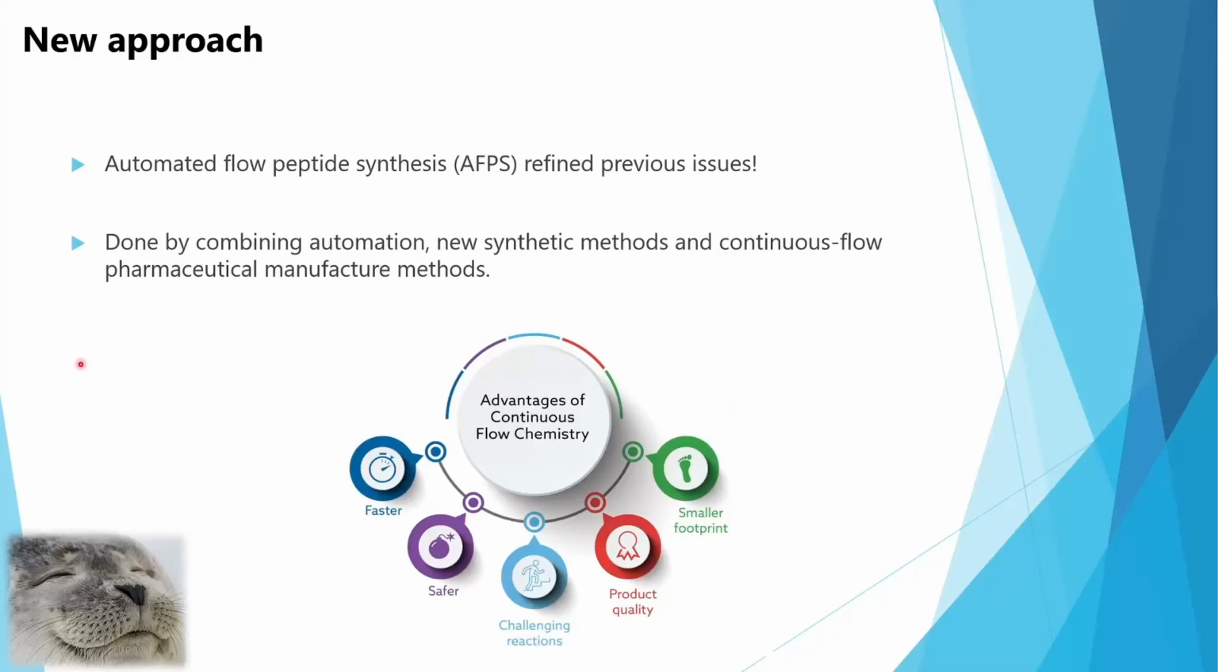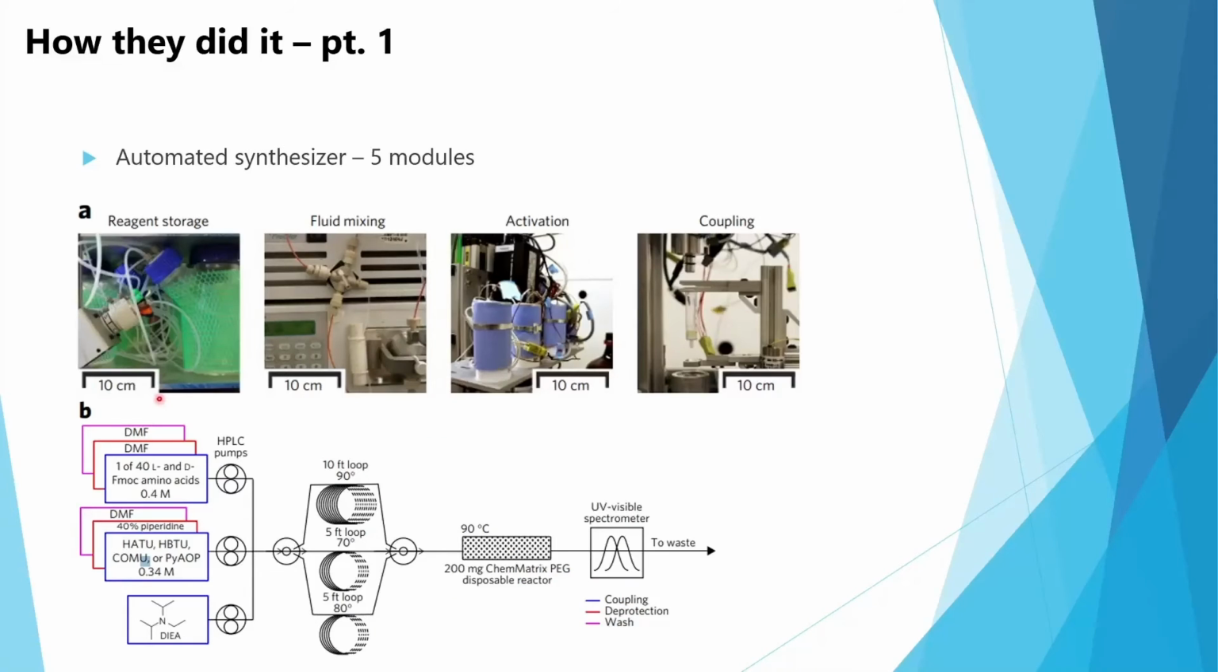So, they went on a new approach. AFPS refines previous issues. Since everything is automated and continuous, things went faster, it was safer since no human handling, we could do more difficult reactions, and of course, products were purer too. AFPS also approaches green chemistry ideas as the reactions occur faster, which means it uses less energy and also creates less unwanted byproducts. Alrighty, now for the details.